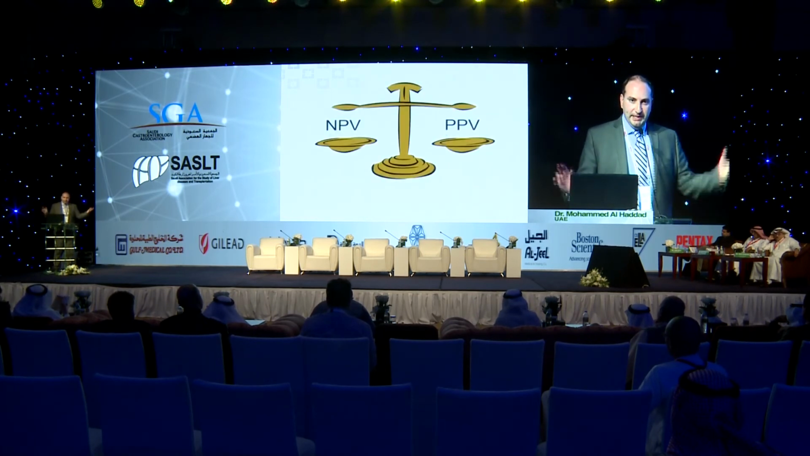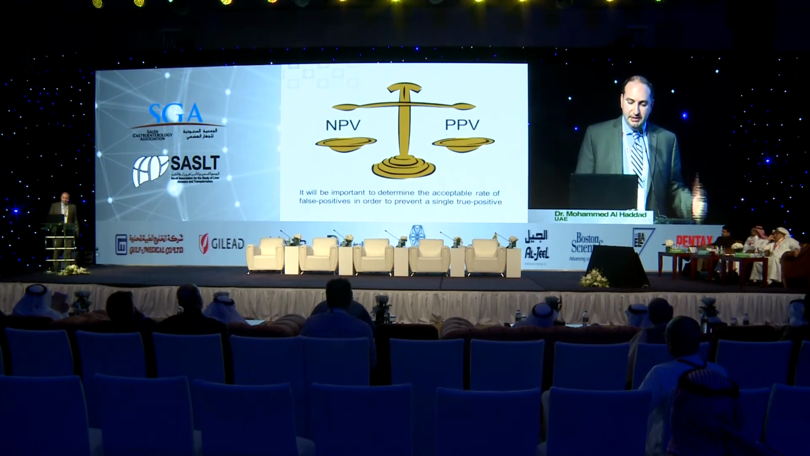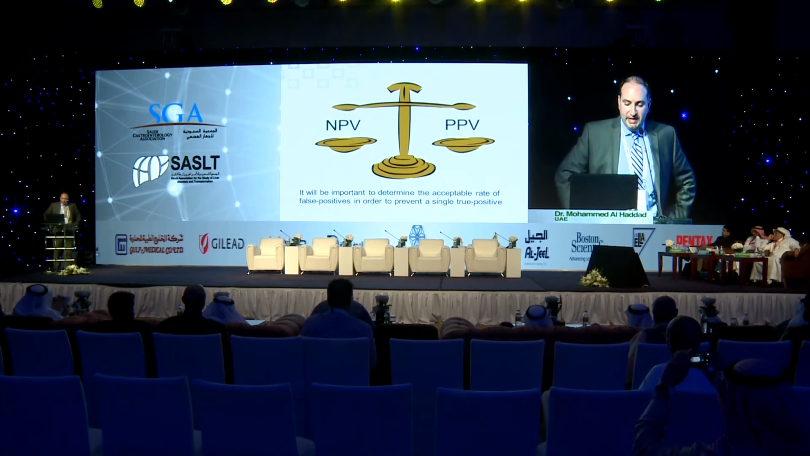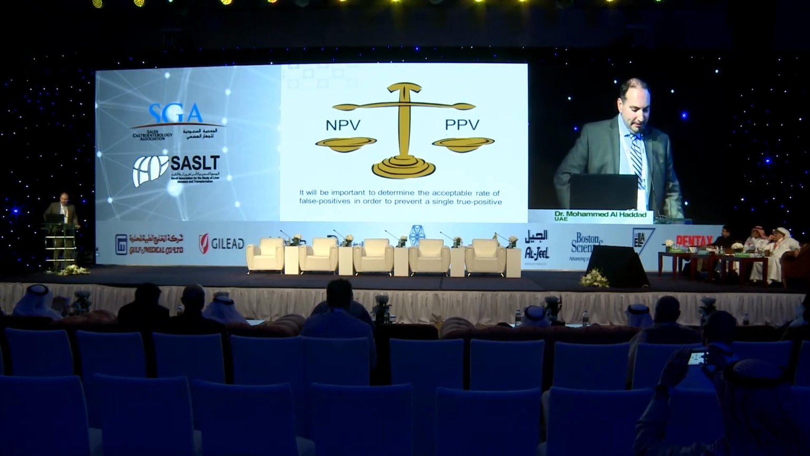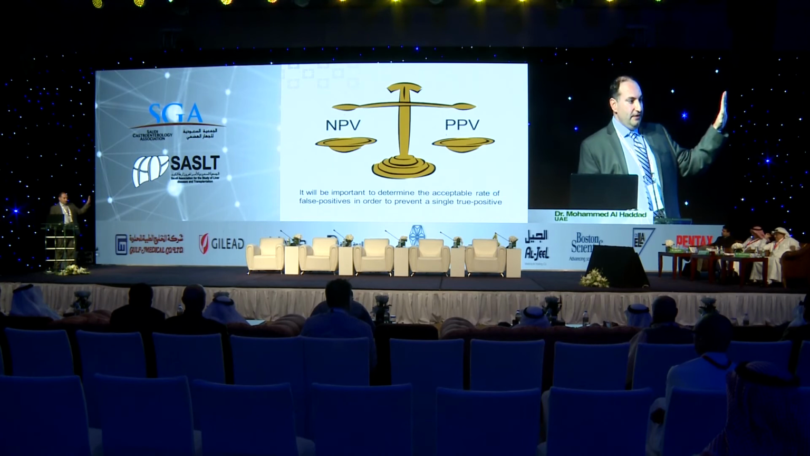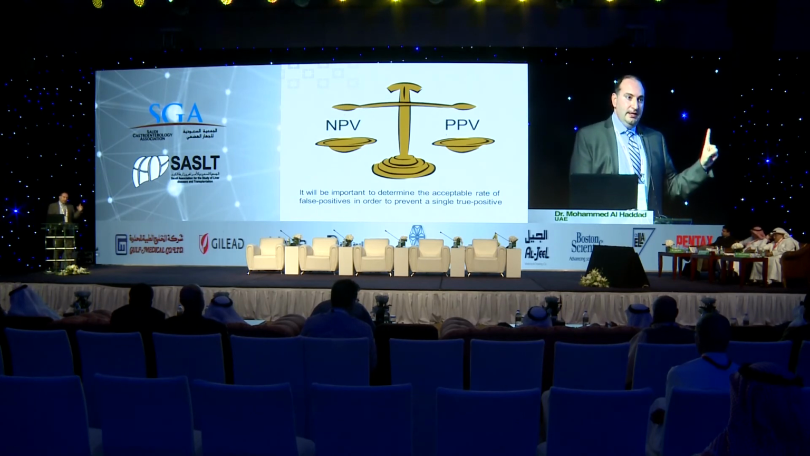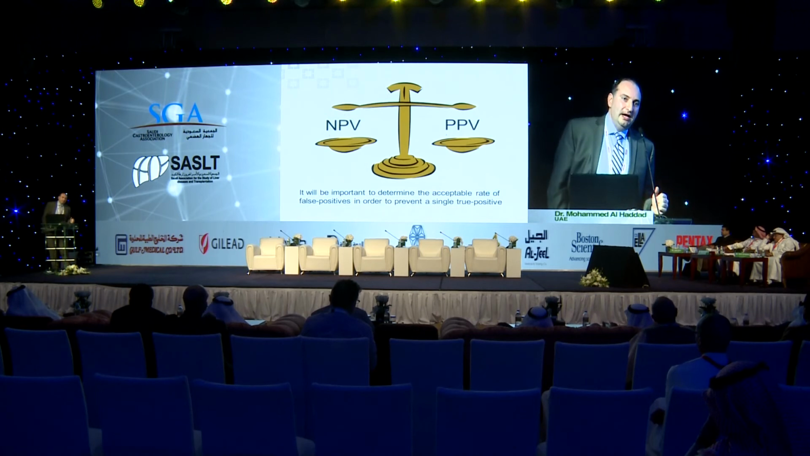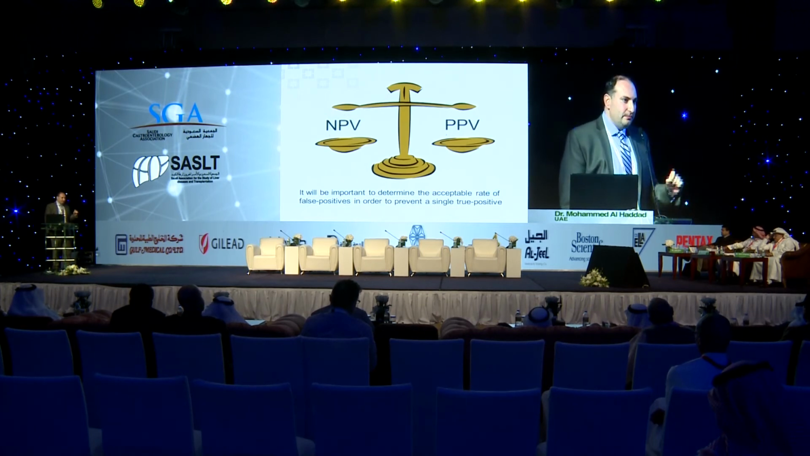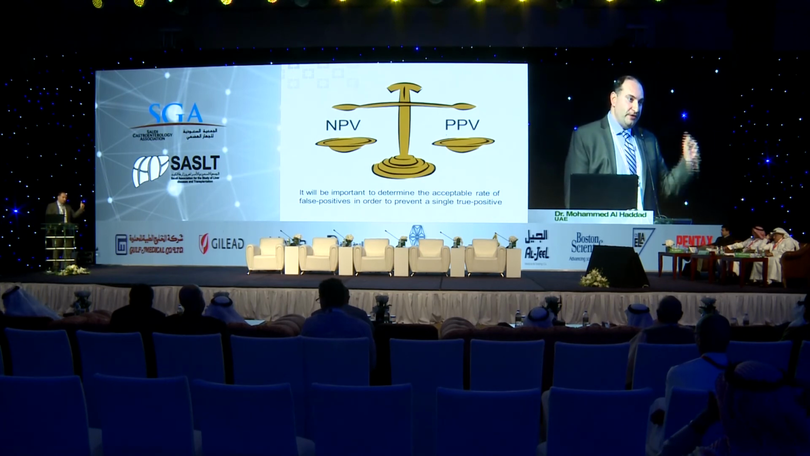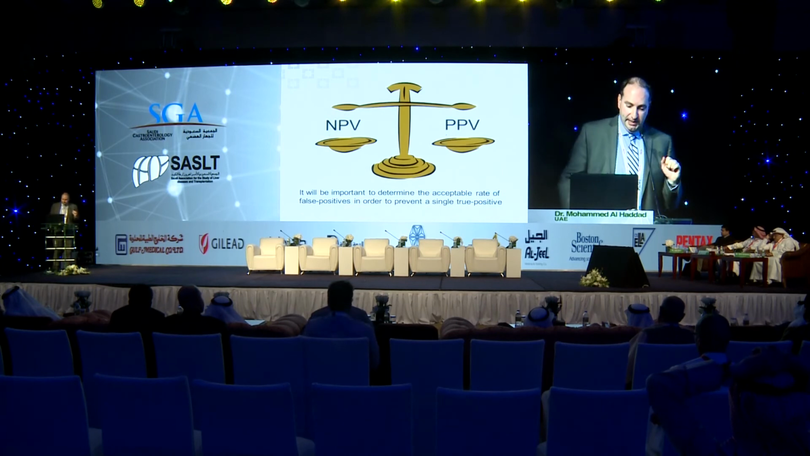So it's a balance between negative and positive predictive value, and in my opinion, whatever guidelines you choose to follow for these patients, it will be important to determine the acceptable rate of false positives in order to prevent a single true positive. So in my opinion, if you have to follow 100 patients for 5 years to prevent one pancreas cancer, this is justifiable. Now, this is not based on any cost effectiveness analysis or any modeling, although some have tried to do it. However, I do believe, given how deadly and rapidly spreading pancreas cancer can be, that if you follow 100 patients to prevent 1 or 2 cancers in 5 years, that's still a lot to be gained.